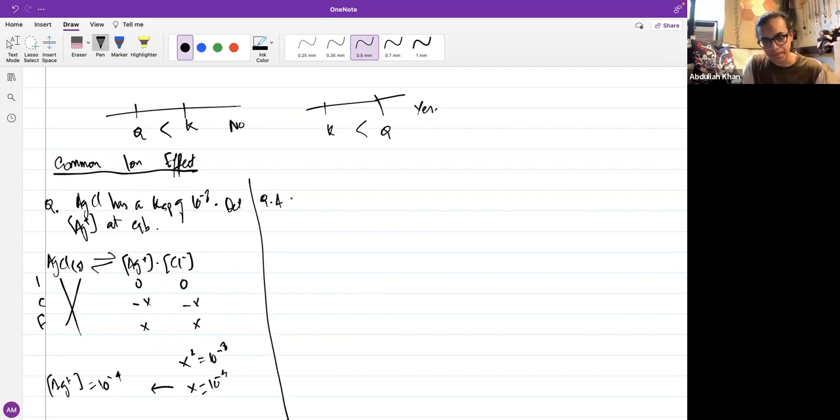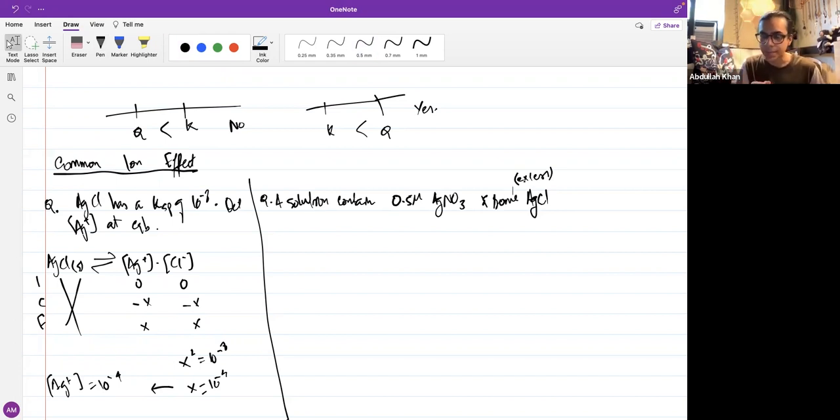A solution contains 0.5 molar AgNO3 and some AgCl. I'm going to put parentheses, excess, here. You don't need to worry about that. Technically, I need to put it there. AgCl. Determine the concentration, or the molarity, of Ag plus at equilibrium.